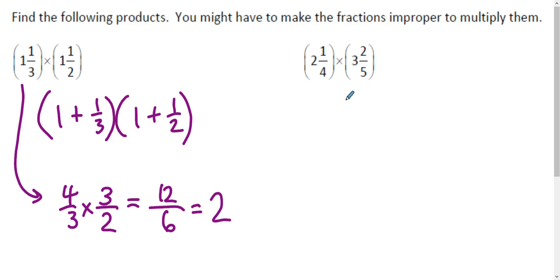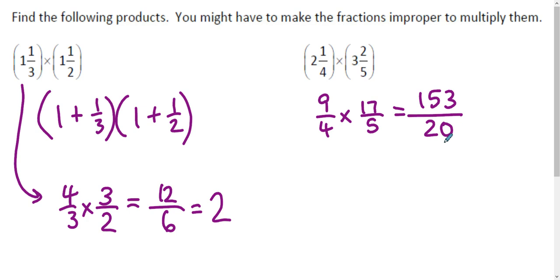Similarly, this is 9/4 times 17 fifths, and we can work that out similarly. 9 times 17, goodness sakes alive, that's 153, and 4 times 5 is 20, and that does not reduce. Should this make sense? Probably. A number that's a little bit bigger than 2 times a number that's a little bit bigger than 3 is a number that's a little bit bigger than 7. So that pretty much makes sense. You should know how to do that.